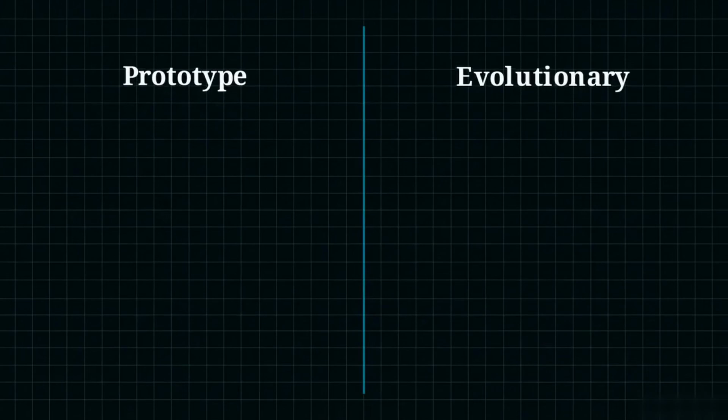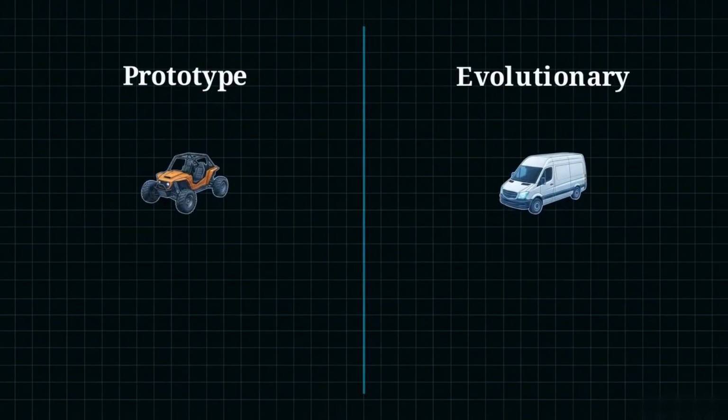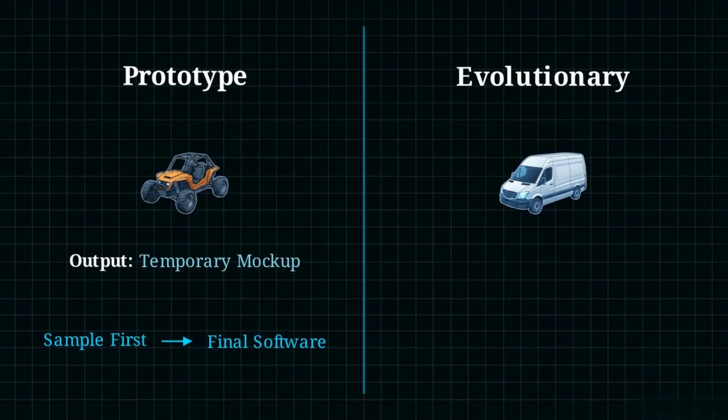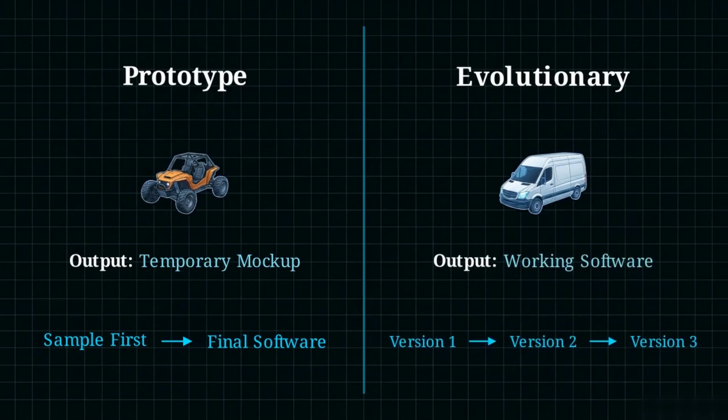Examiners often test if you can distinguish between a prototype and an evolutionary version. Look at the outputs. A prototype is a temporary mock-up used to finalize requirements. An evolutionary version is actual working software that users can operate immediately.